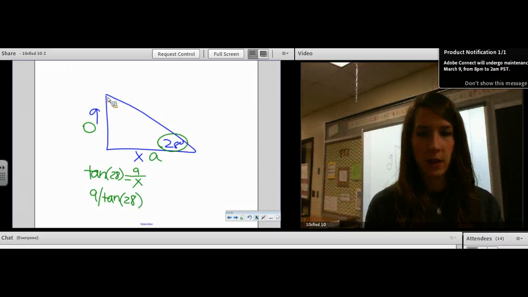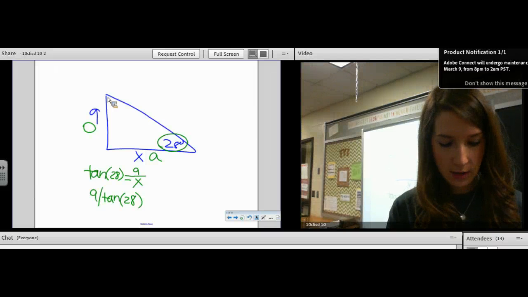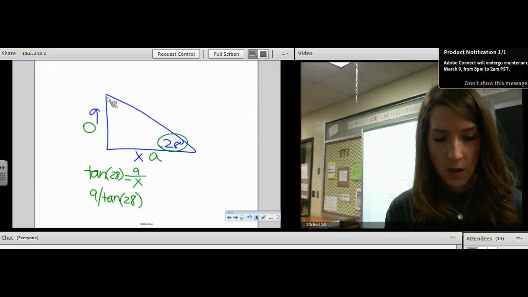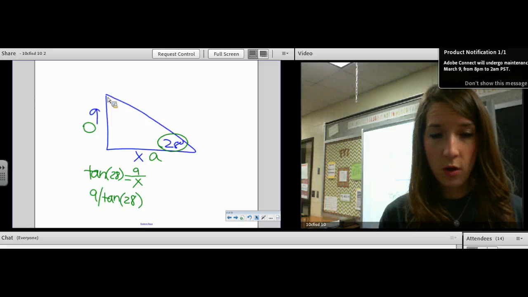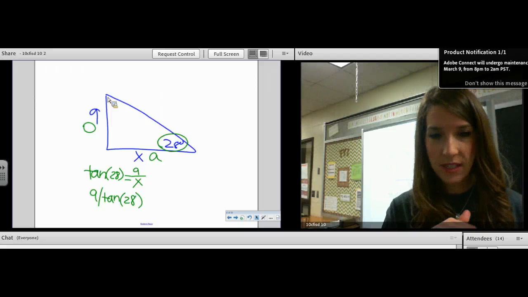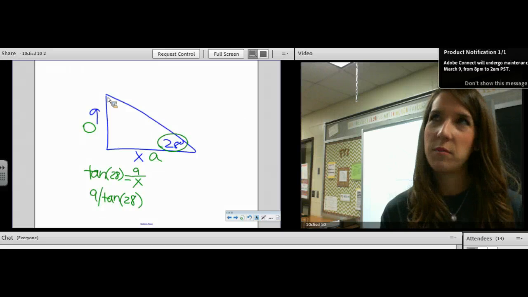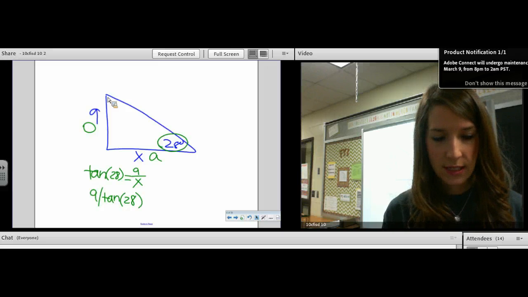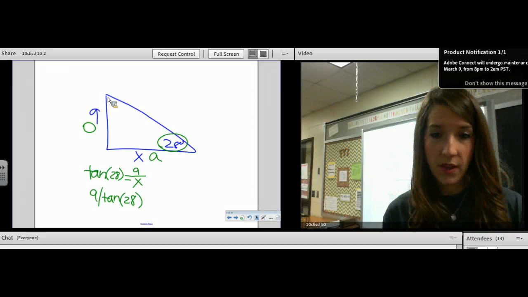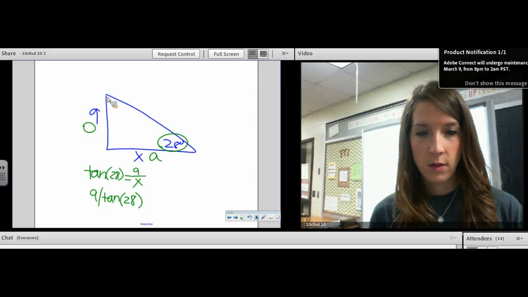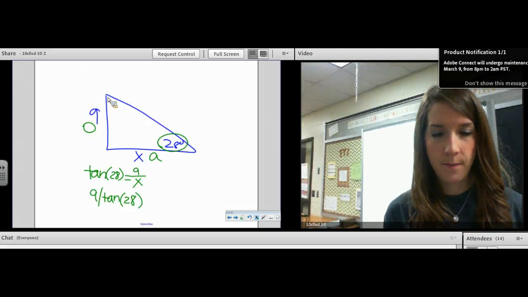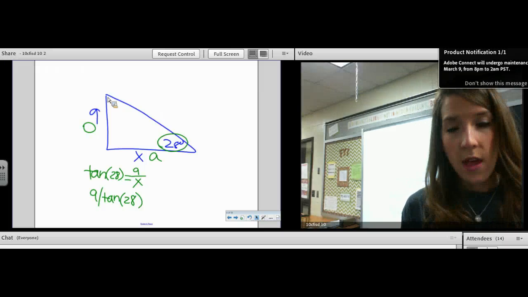Is that what you did? 9 divided by tan 28. So we need to figure out, was your equation set up wrong, or was your calculator button pushing wrong? Button pushing wrong. 16.9. Okay. 9 divided by tan 28. Just make sure you put the 9 first. Anybody else want to go over one? If not, we're going to move on.